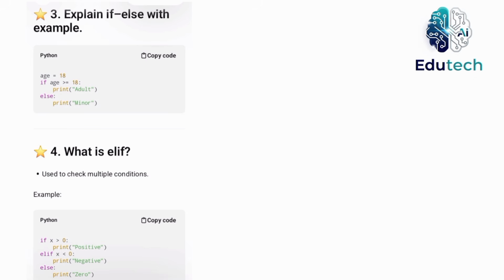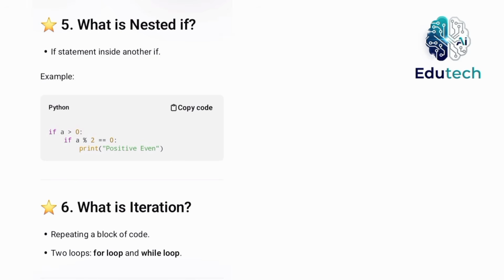What is elif? Used to check multiple conditions. If x greater than 0, print positive. Elif x less than 0, print negative. Else print 0.